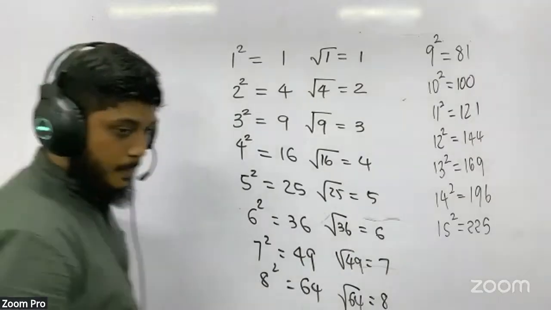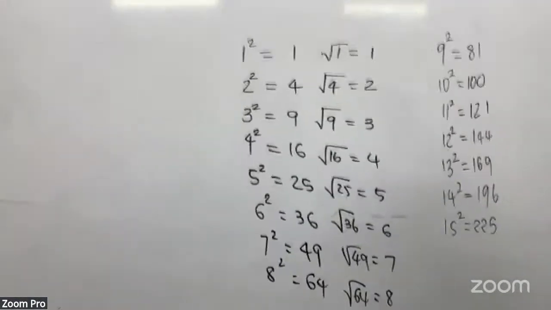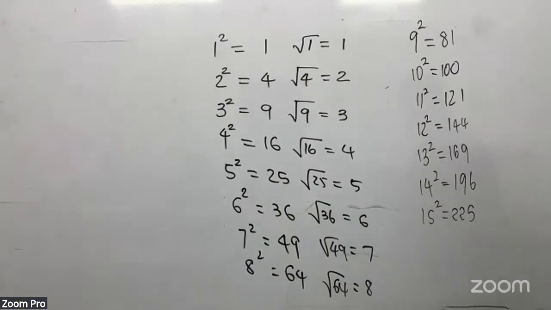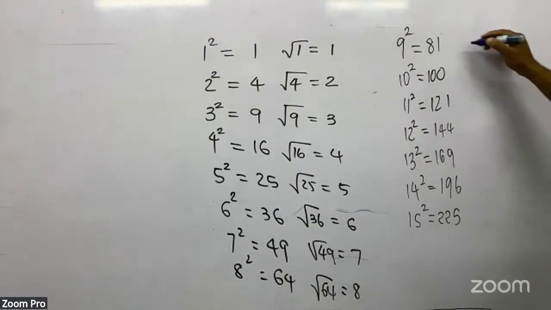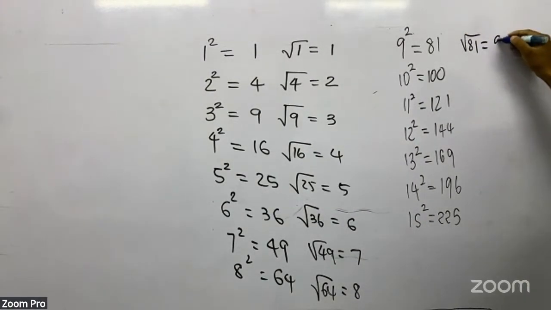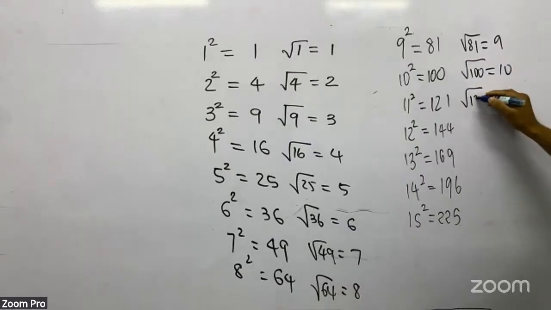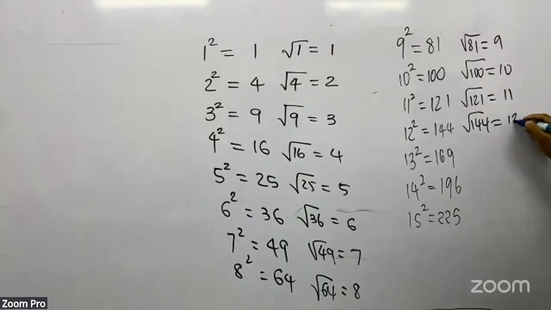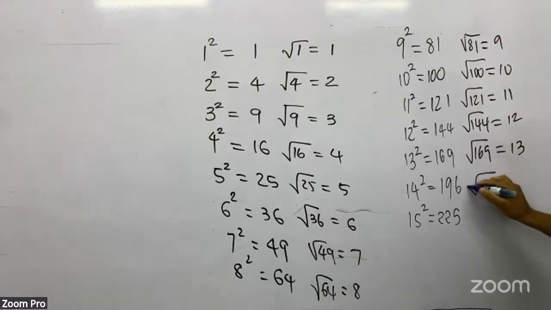Likewise, square root 81. If I take square root 81, it will be how much? 9. Square root 100 is 10. Likewise, you should write this. Can you write everything? When you're writing, be conscious and write. You can try to remember this.